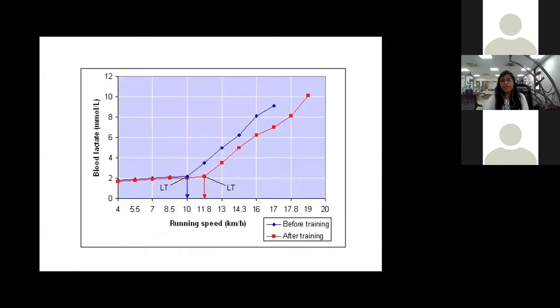Now, is there any difference between the trained and untrained person's lactate threshold? Yes. The lesser the training, the earlier the lactate threshold is reached. It means you get tired very soon, in layman's language. With training, it could be improved and delayed. If you see the blue graph, the lactate threshold was reached at a speed of 10 kilometers per hour, and after training, that could be pushed to 11.8 kilometers per hour.